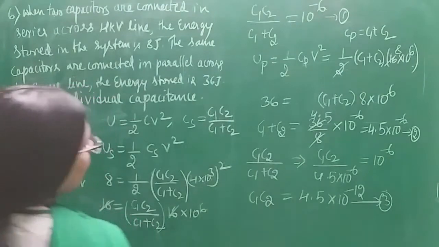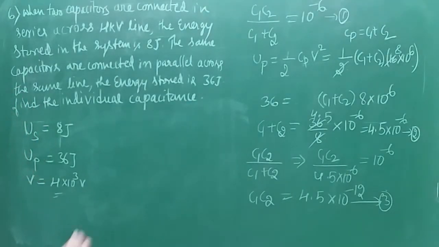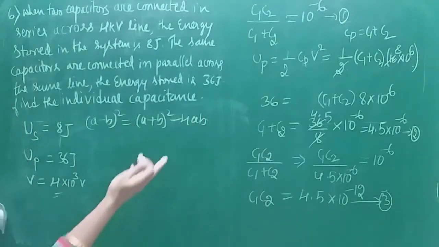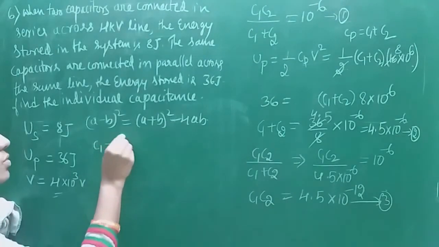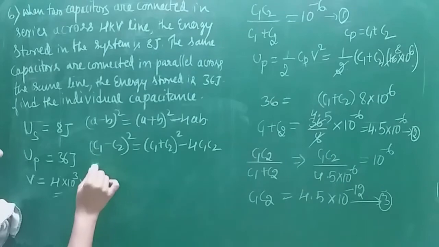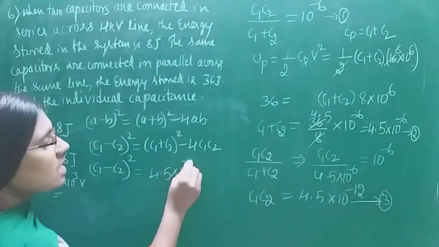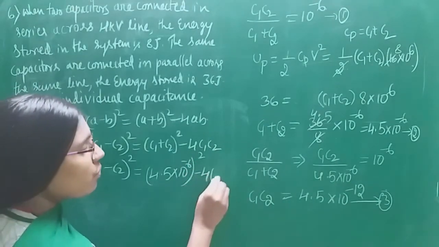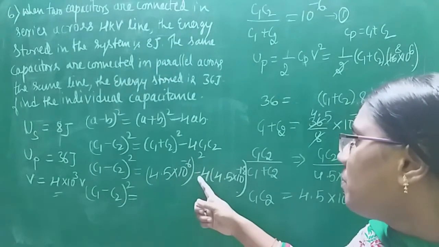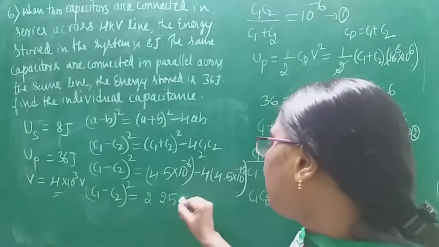Okay, so we know one equation regarding the quadratic equations, that is, just remember, a minus b whole square is equal to a plus b whole square minus 4ab, right? So now apply this to this equation. We can write C1 minus C2 whole square is equal to C1 plus C2 whole square minus 4 C1 C2. So C1 minus C2 whole square is equal to 4.5 into 10 to the power of minus 6 whole square minus 4 into C1 C2, which is 4.5 into 10 to the power of minus 12. After simplifying all these things, we get 2.25 into 10 to the power of minus 12.